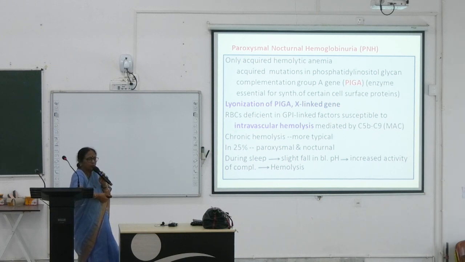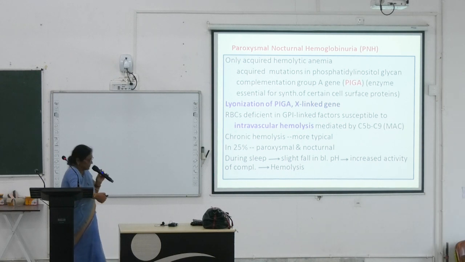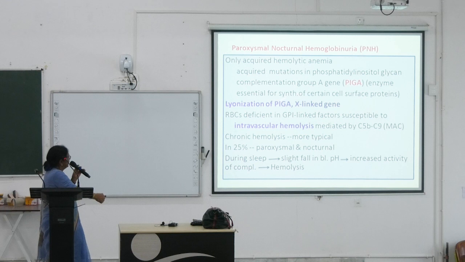For producing some proteins on the RBC membrane we need this enzyme, and there is acquired mutation of the gene which is responsible to produce this enzyme.